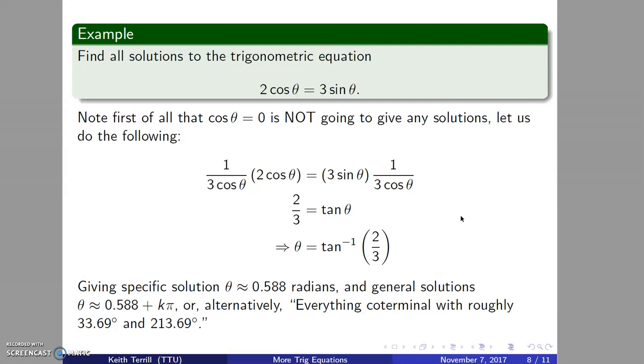Admittedly, you're going to have to use a calculator to get the approximate value of what theta is going to be. And what theta is going to be is the arctangent of 2/3, which is about 0.588 radians, or if you must, about 33.69 degrees. And so your general solution here is going to be those values plus k pi, or that value plus 180 degrees, which you could represent as either 33.69 degrees or 213.69 degrees.